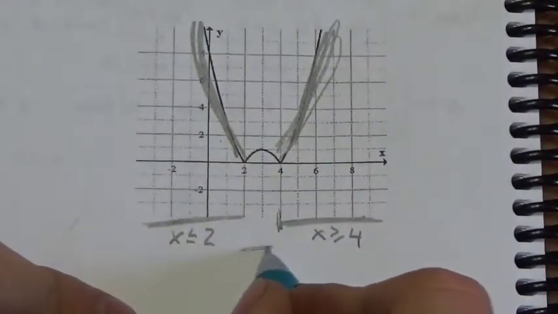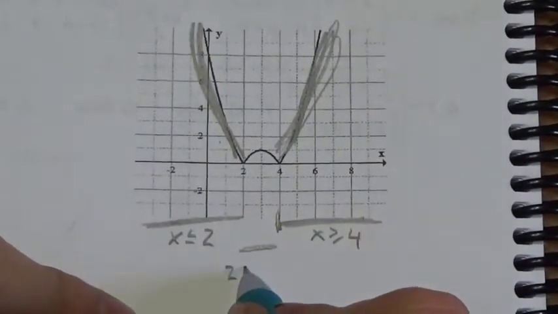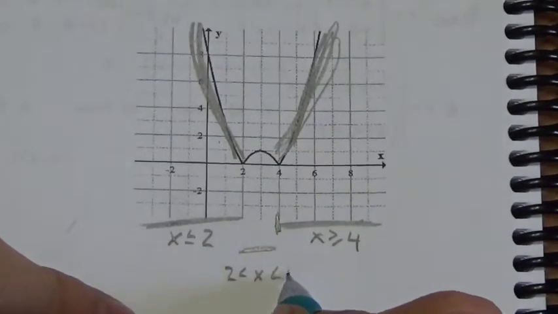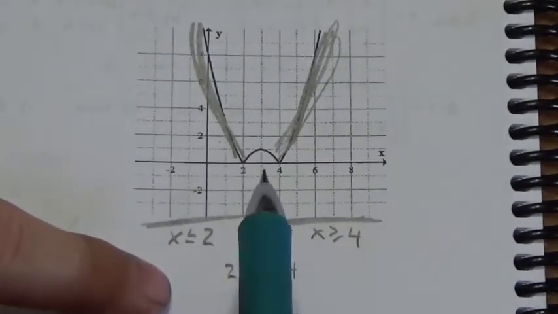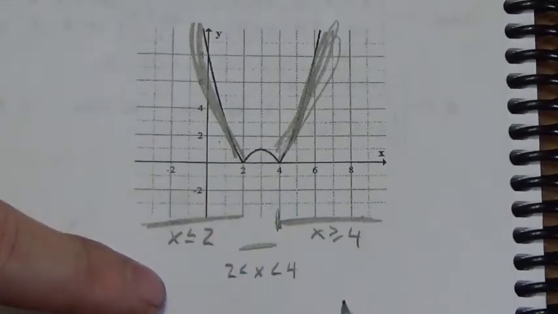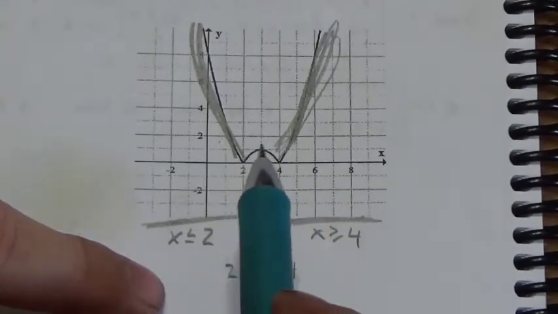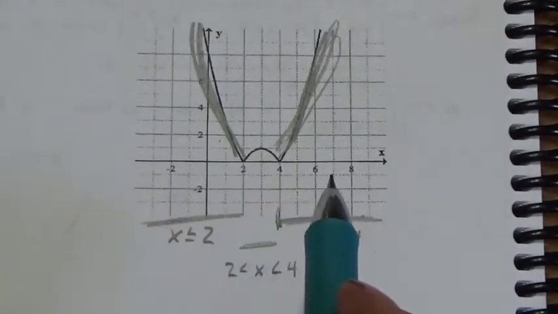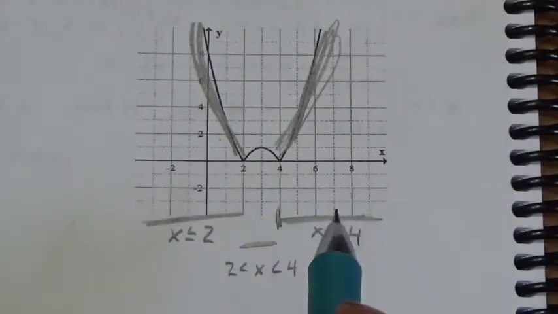Now, this little part in between here, where x is between -2 and 4, this is where the absolute value changed the function. This is the part that no longer matches up with the original. So something has happened there.